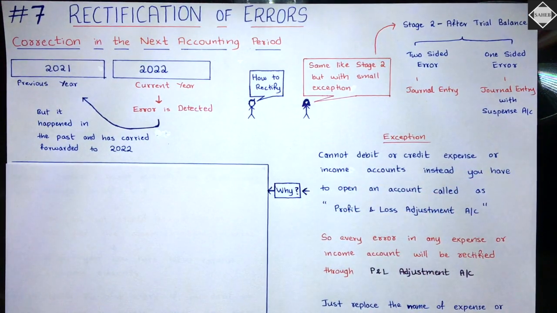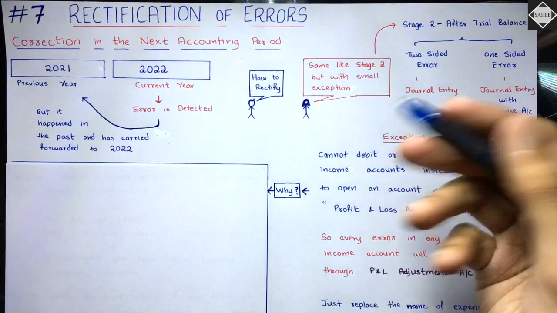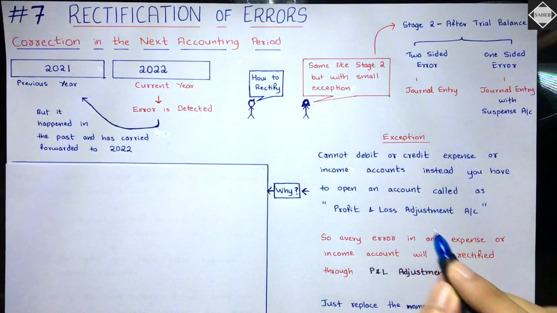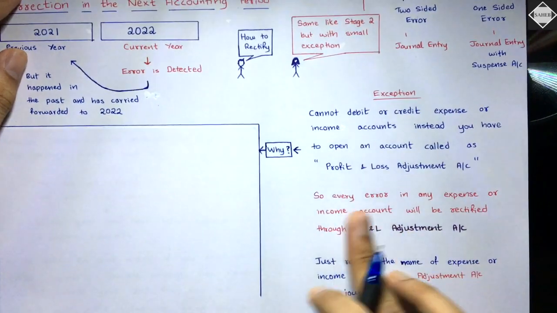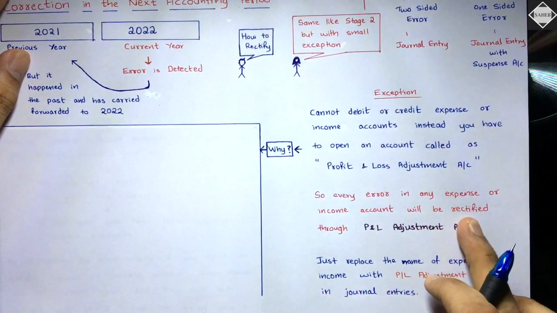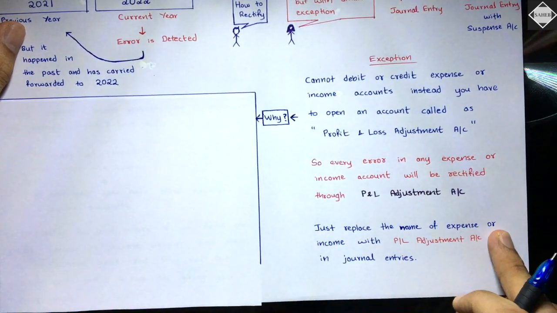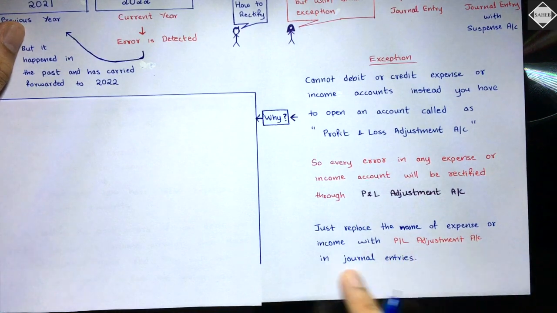Whenever you want to debit or credit an expense or income account, what you will do is debit or credit the profit and loss adjustment account. See here, every error in any expense or income account will be rectified through the P&L adjustment account. Just replace the name of the expense or income account with P&L adjustment account in the journal entries.